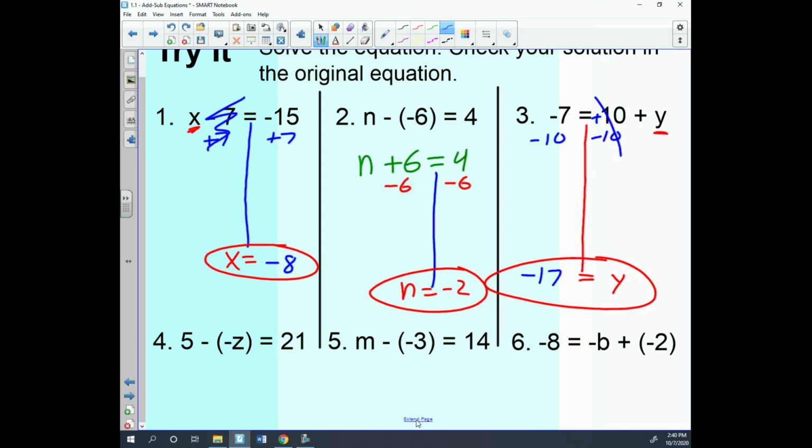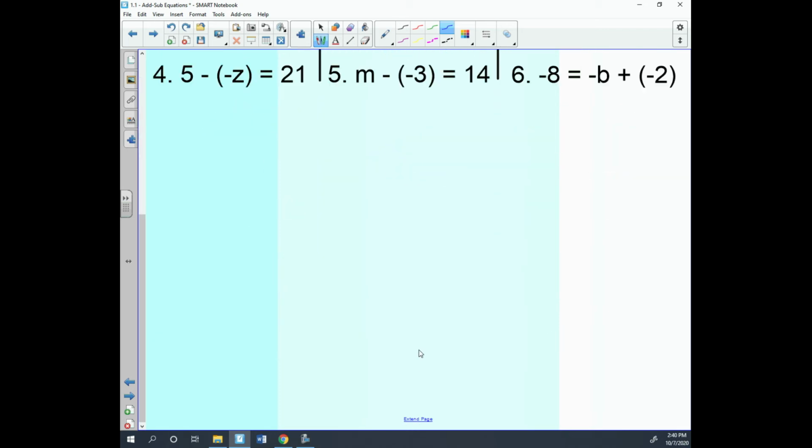Maybe I'll take a few more. I'll do a few more just to get us in the hang of it, just because I want you to learn it. All right? So number 4 here. I'm going to draw my line. We're going to solve this equation.